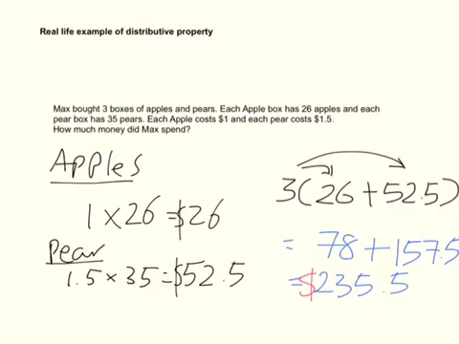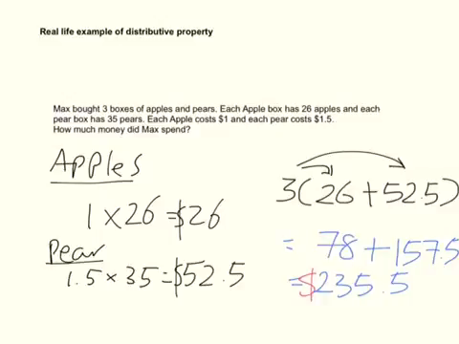A real-life example of distributive property is Max bought 3 boxes of apples and pears. Each apple box has 26 apples and each pear box has 35 pears. Each apple costs $1 and each pear costs $1.5. How much money did Max spend? Now let's see. Apples and pears.